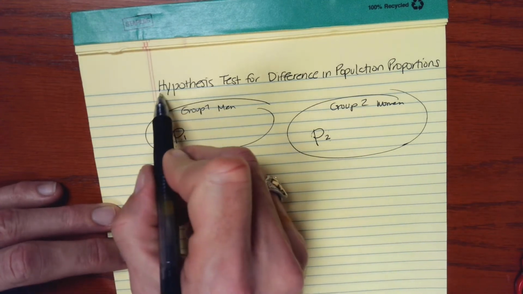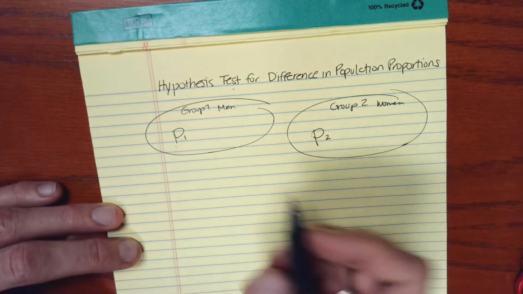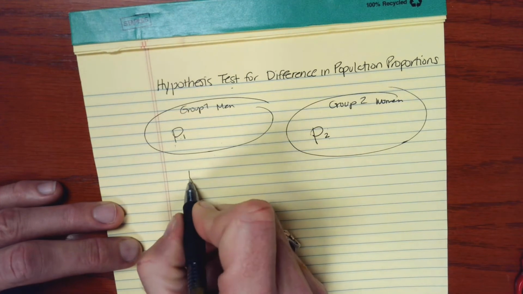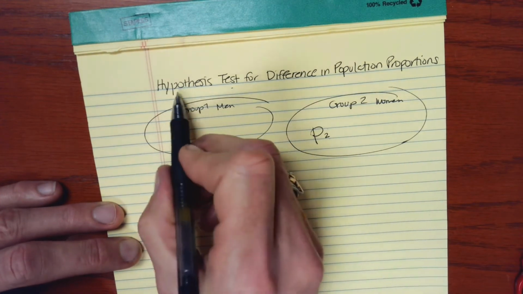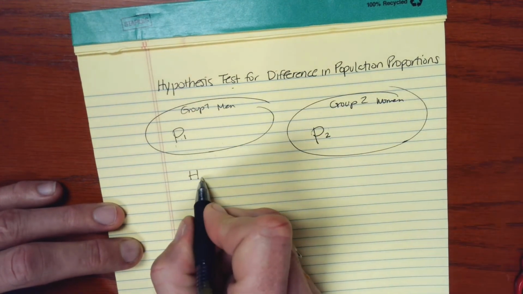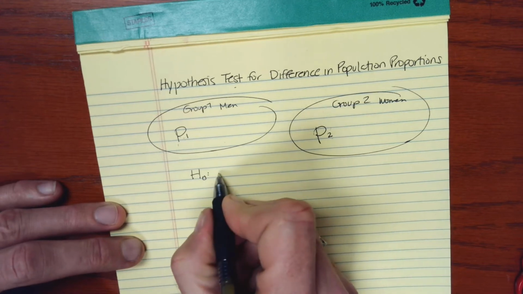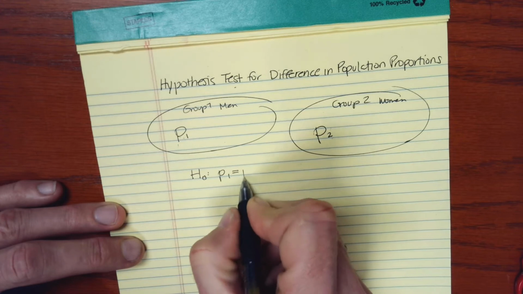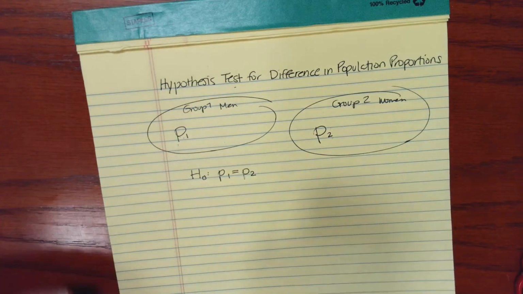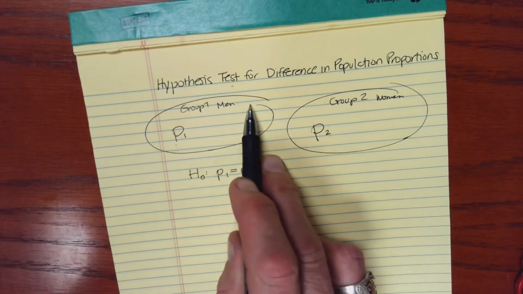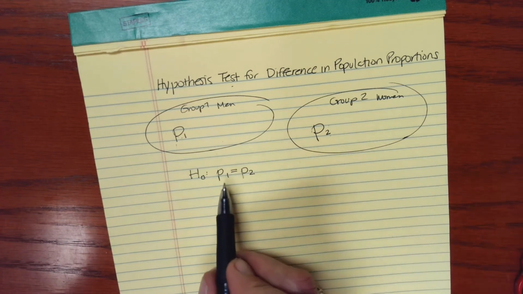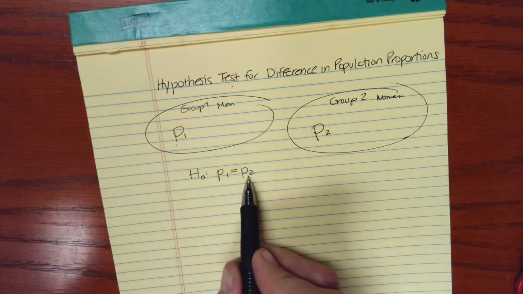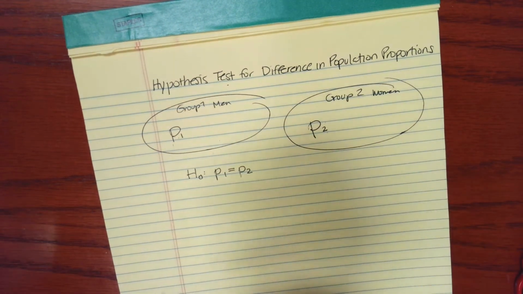And so for that we could conduct a hypothesis test. So in our hypothesis test for the difference in population proportions, the null hypothesis is always going to be that the proportions are the same. So population 1 and population 2 have the same proportion of members with this characteristic.